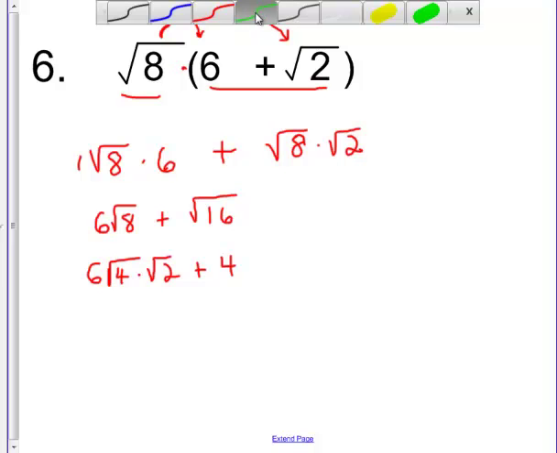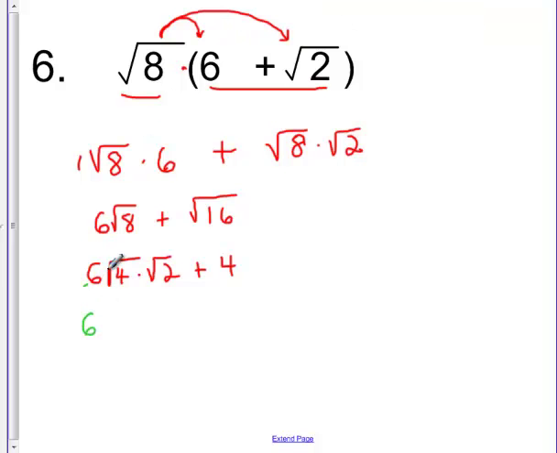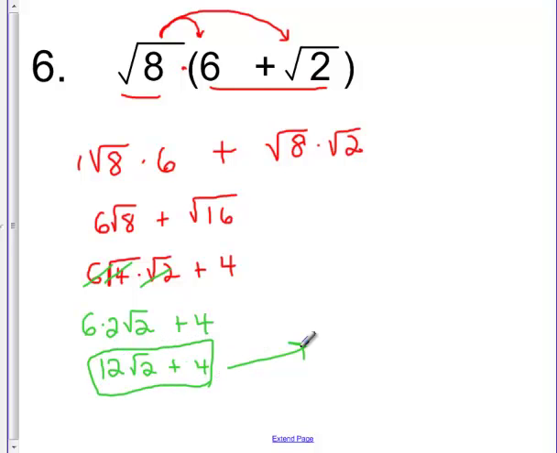Now when I go to clear up, 6, square root of 4 is 2. Can't take the square root of 2, plus 4. 12 radical 2 plus 4. Now the question is, we cannot add these together. This is my final answer. You cannot add this together and get 16 square roots of 2. No. I only have 12 square roots of 2 and 4.